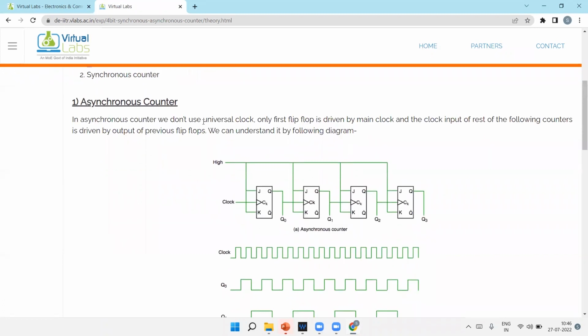Now, what is the need? If you want some delay in the output, because for getting the clock, any flip-flop requires some delay. We are not giving the clock at the same time, so this will take some delay. Okay, that is the asynchronous counter.